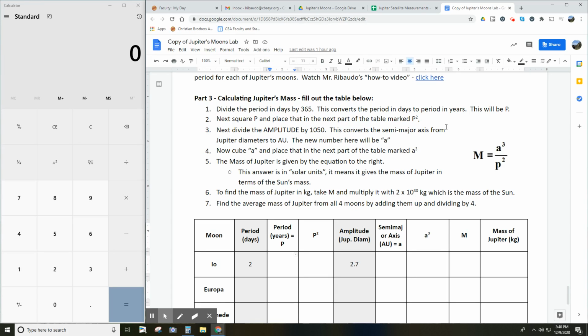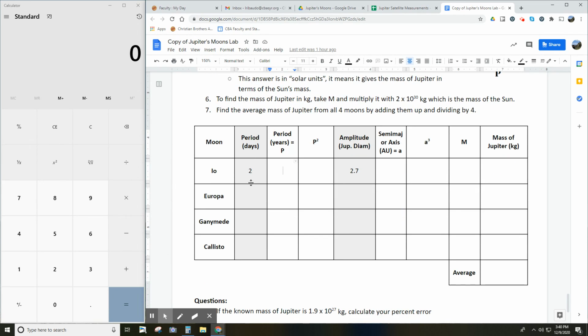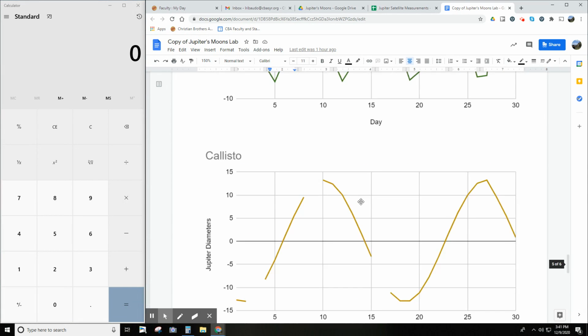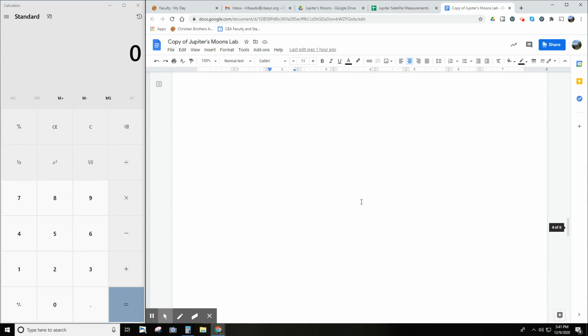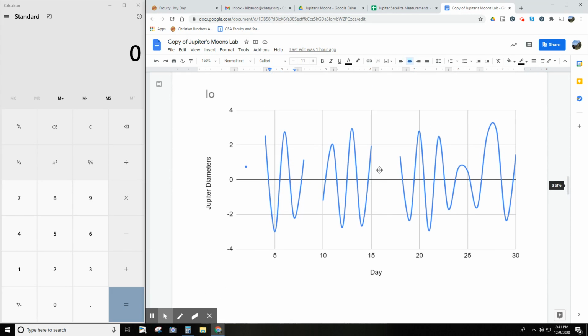All right, guys, I just want to give you a quick rundown on what you're doing with this table. Hopefully by now you've analyzed the graph and you've come up with these numbers for the period of each of the orbits of each moon around Jupiter and the amplitude, which you can obtain, as I talked about yesterday, by looking from peak to peak and also from the black line up. That's the amplitude going up.